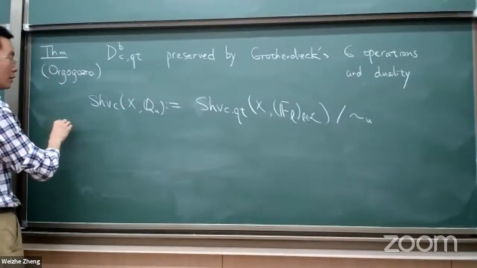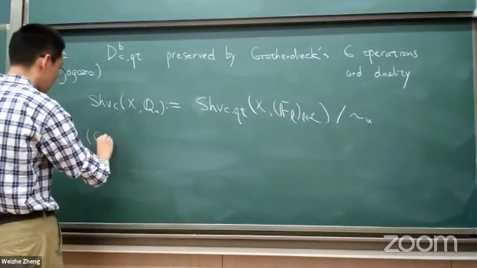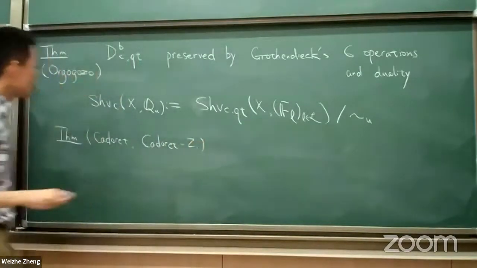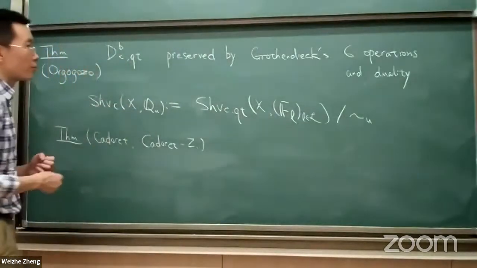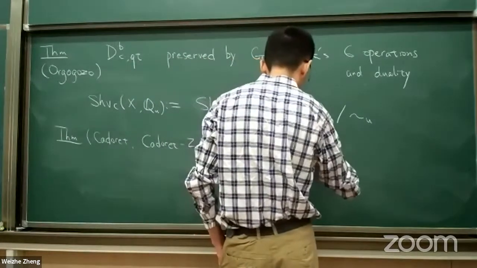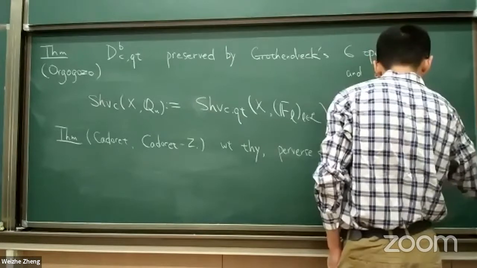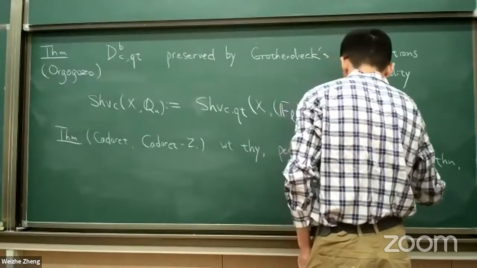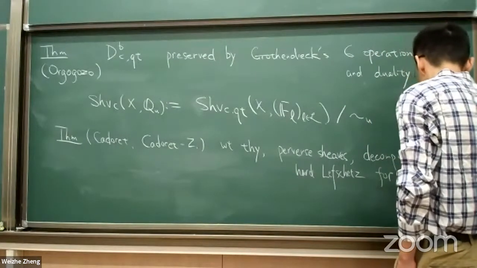So now we can write a meta theorem. What Anna and then myself have done is that we can establish the analogs of weight theory, perverse sheaves, the decomposition theorem, and hard Lefschetz, for the ultraproduct cohomology.